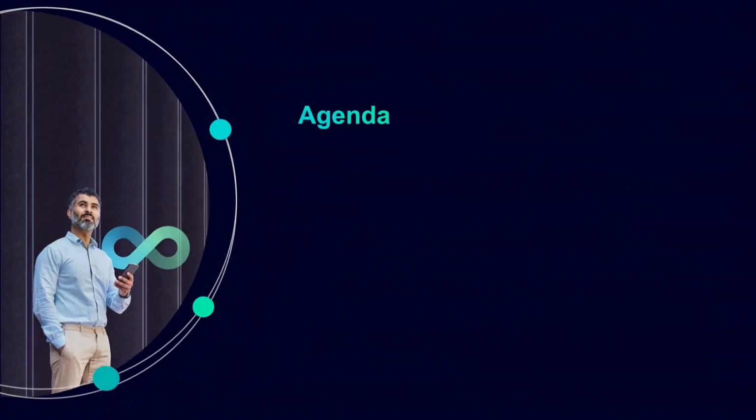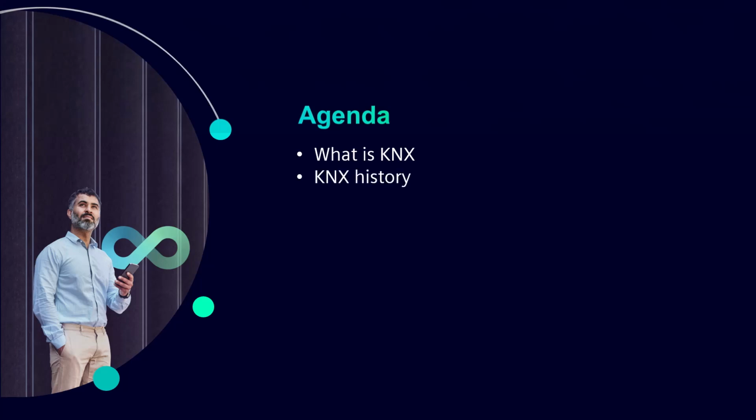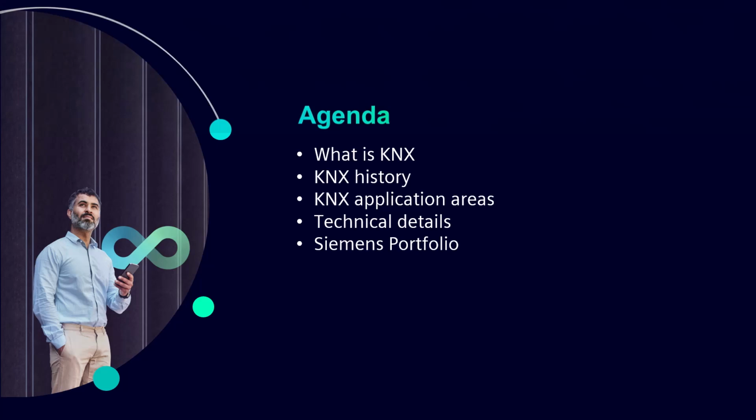First, you will get an overview of today's agenda. You will learn the most important facts about KNX, and then take a look at the history of the system. In addition, you will be introduced to various cross-trade application areas. You will learn the first basic technical details of the system. At the end of this learning module, you will gain an overview of the broad Siemens portfolio of KNX-based products, and you will see how you can expand your competence with further Siemens training offers on KNX technology.